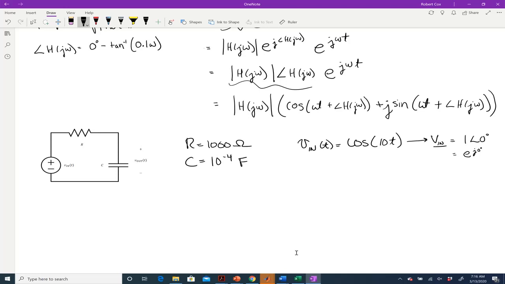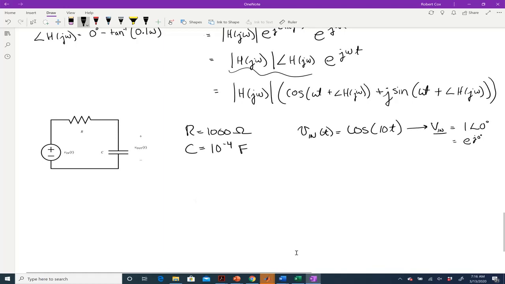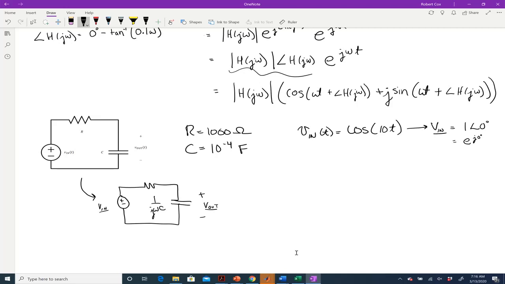So in phasor analysis, we would have then said that this becomes simply Vin, R, there's a capacitor here, and this becomes 1 over j omega C, and this is the Vout phasor. And this is the Vin phasor. Now I want to solve this symbolically first. Obviously in this case omega equals 10, but I want to solve it symbolically.